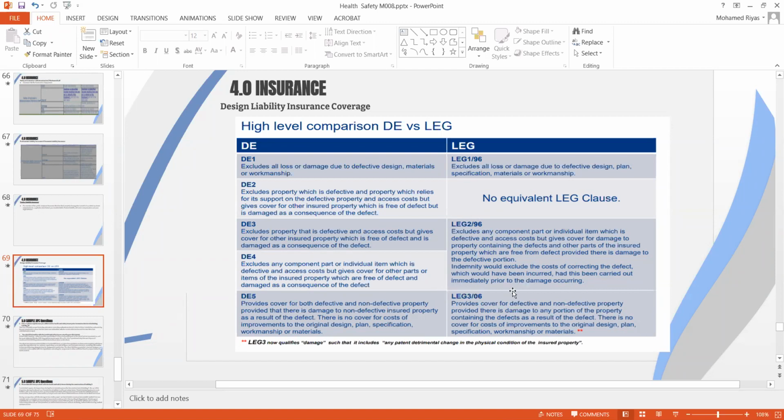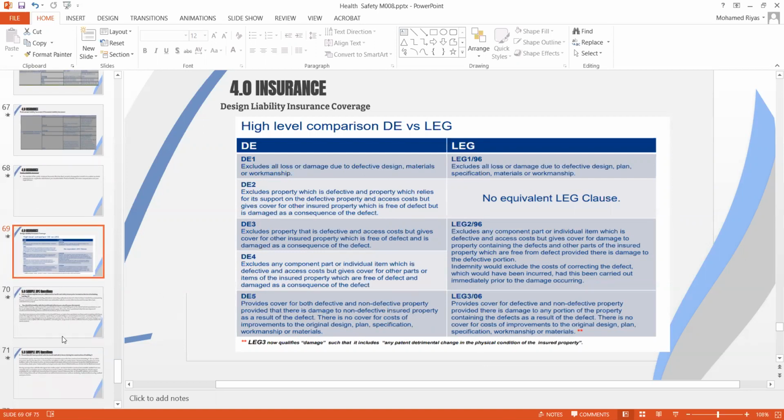The PI range has the highest, Leg 3, and Leg 1 is the MRE 1/5, the cover we could expect under a contractor's all risk policy. DE5 is similar to Leg 3, which is the highest standard for design risk insurance requirement, providing cover for both defective and non-defective property, provided that there is damage to non-defective insured property. So it covers your defective design which causes the damage, and also the non-defective part. Both are covered under DE5, similar to Leg 3.